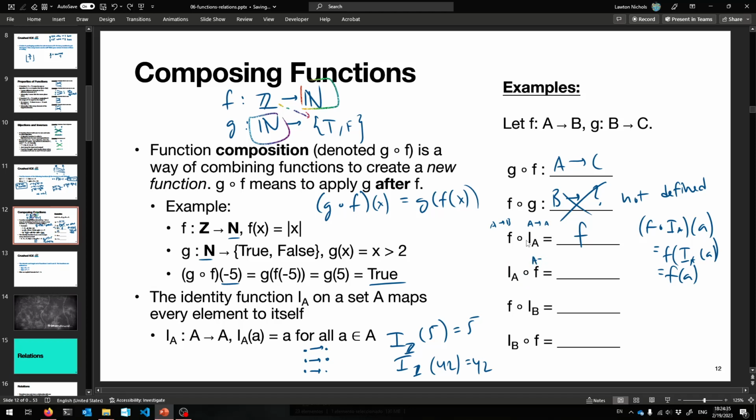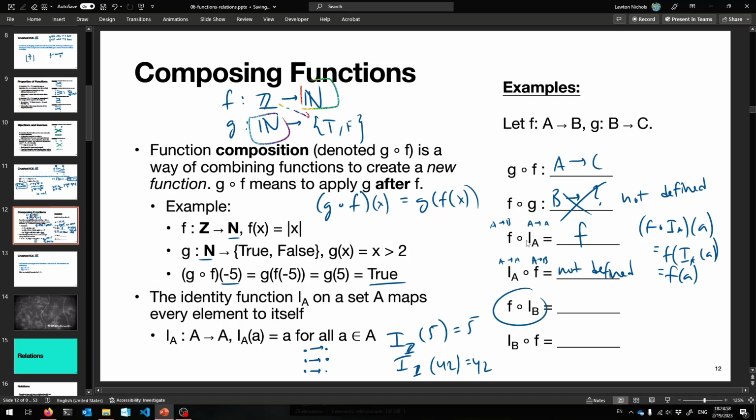And then the identity on A would be from A to A, of course. So this would take an A, give you back a B, and then try to apply the identity on that B, but now it's the wrong type. It's the wrong set value. So this one's not defined. I hope you see that. They don't match up, all right? It's just like this problem all over again.